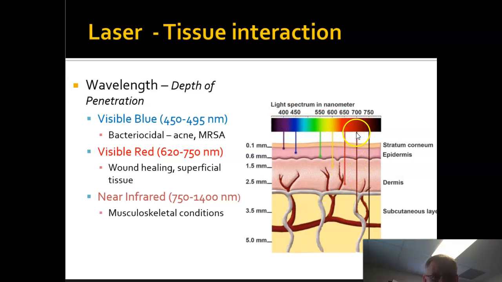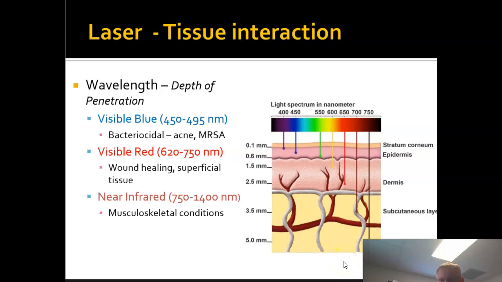Now, as this laser comes down and goes into the skin, it's being absorbed at different depths based on the wavelengths. As it comes in contact with different structures, like the previous slide, it can be scattered, or it can reflect, or it can be absorbed. The more that this light energy comes in contact with chromophores, or things that will absorb the energy, then it becomes absorbed, and it dissipates, and it won't penetrate any deeper.